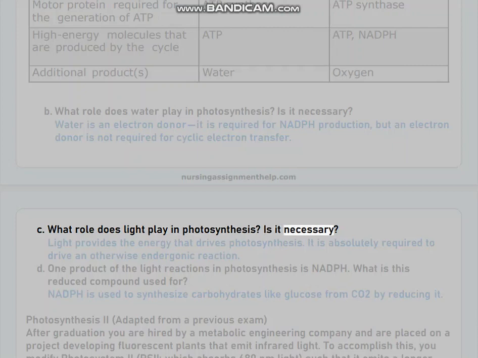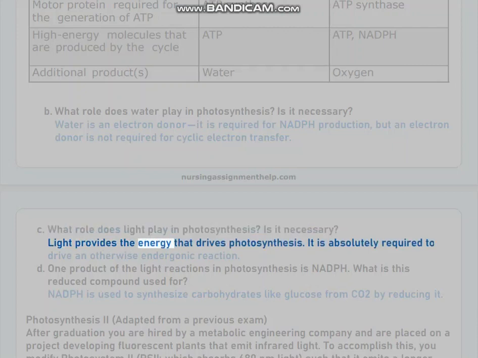C. What role does light play in photosynthesis? Is it necessary? Light provides the energy that drives photosynthesis. It is absolutely required to drive an otherwise endergonic reaction.